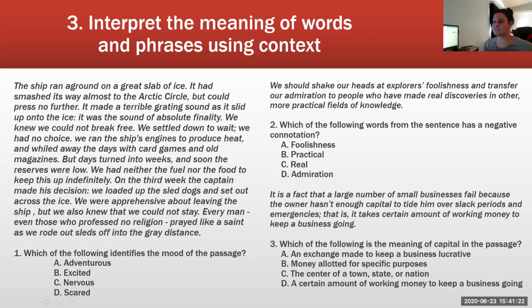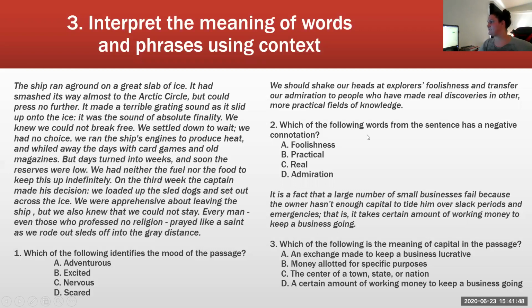So although there was fear and being scared, the tone, or I guess the mood, was C, nervous. C is the correct answer because it combined this collective feeling of just uncertainty. I don't know if that makes sense. So let's move on to the next question.